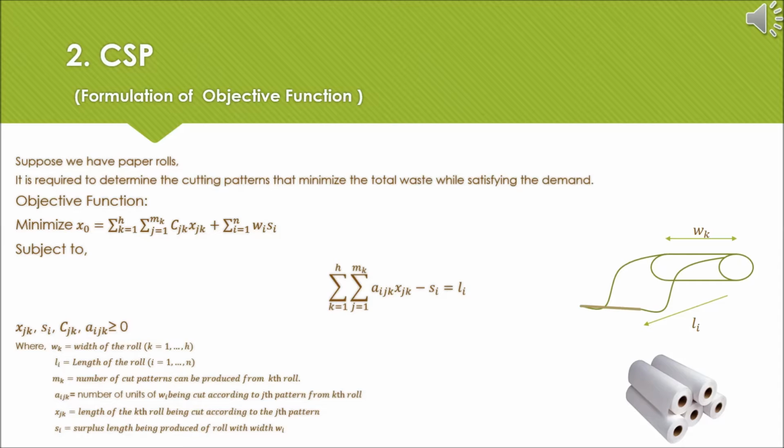As you can see here, minimizing x0 gives you the surplus remaining after cutting the paper rolls. Also, it's shown here that WK is the width of the roll, LI is the length of the roll, MK is the number of cut patterns that can be produced from the kth roll, IJK is the number of units of WI being cut according to the jth pattern from the kth roll. XJK is the length of the kth roll being cut according to the jth pattern, and SJ is the surplus length being produced of roll with WI.